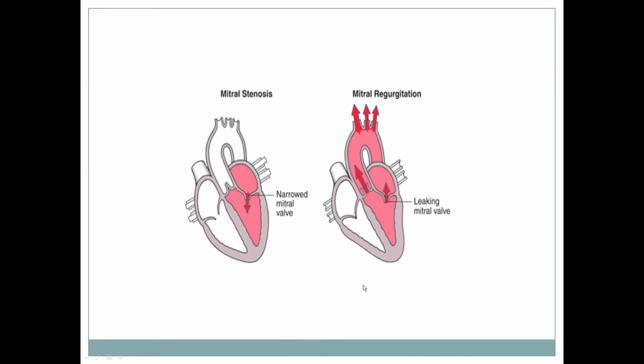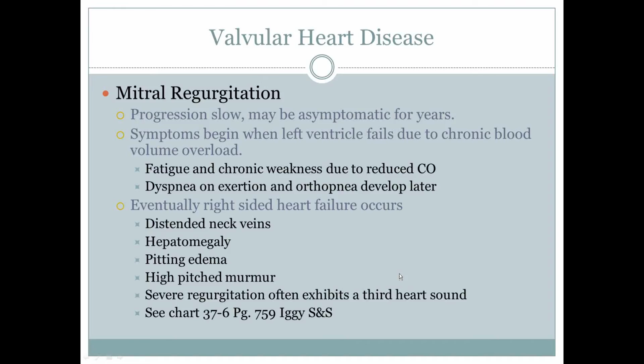With the mitral regurgitation, this is the narrowed valve for the stenosis, but then you've got the leaking valve for the regurgitation, and that's what this depicts. The progression is very slow and can be asymptomatic for years. Symptoms appear when the left ventricle fails due to the chronic blood volume overload, so they get fatigued, with chronic weakness due to that reduced cardiac output.